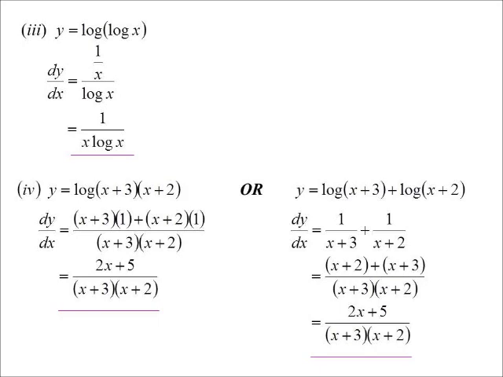Does it matter? Probably doesn't matter which way you go. I guess part of it depends what you're going to do with it. If you're trying to find the slope of a tangent, say, 1 over x plus 3 plus 1 over x plus 2 is a perfectly fine answer, because you're just going to substitute into that and then you just add together the two fractions. It's good enough for an answer. Totally, again, your choice what you do.